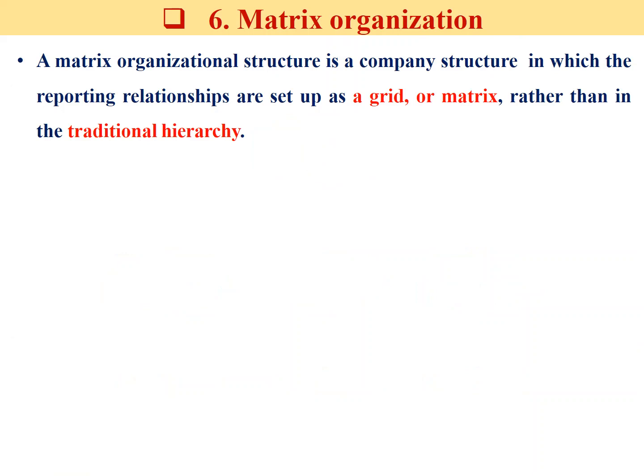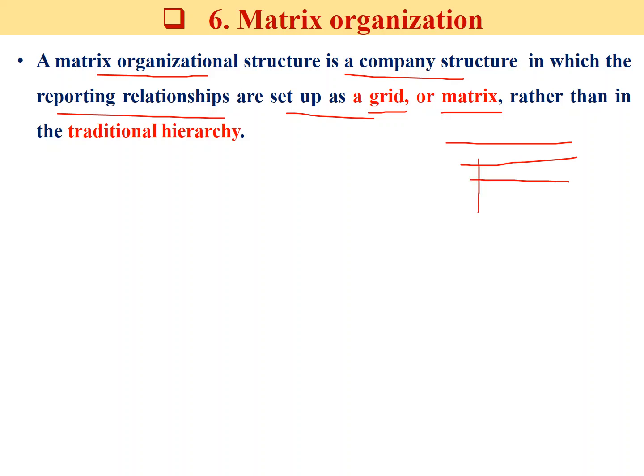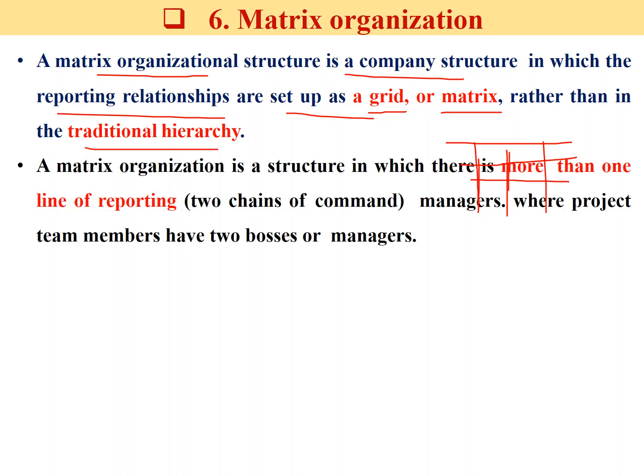Next is the matrix organization. Matrix organizational structure is a company structure in which the reporting relationships are set up as a grid or matrix, like a dot matrix. In this matrix, the rows and columns are there. Rather than a traditional hierarchy, the matrix organization is a structure in which there is more than one line of reporting, two chains of command, where the project team members have two bosses or managers.